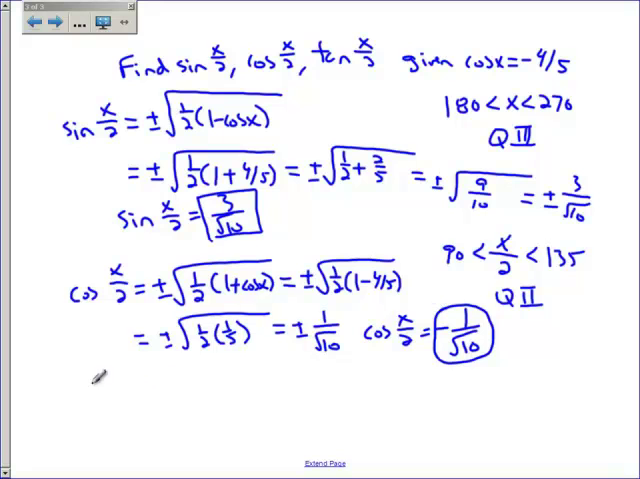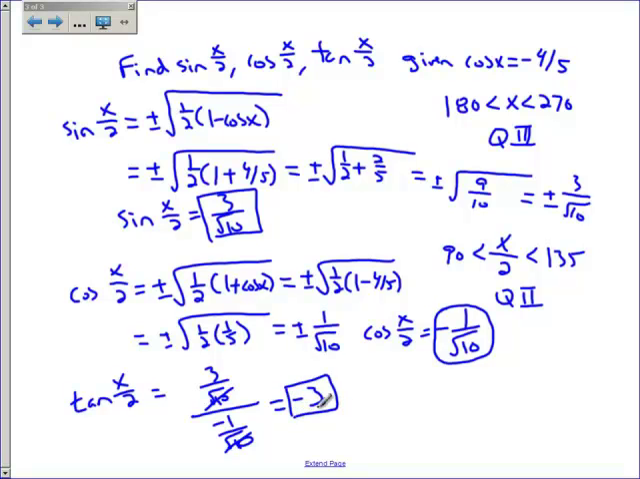And the last value is tangent of x over 2. Well, since I just went through all this trouble of finding sine of x over 2 and cosine of x over 2, then I can find tangent by doing sine divided by cosine. So I'm going to do the sine value divided by the cosine value, and I'm going to get that you flip it over and multiply, those square roots of 10s cancel, and we get -3. Of course, you could plug it into the formula, but I don't see why you would do that.